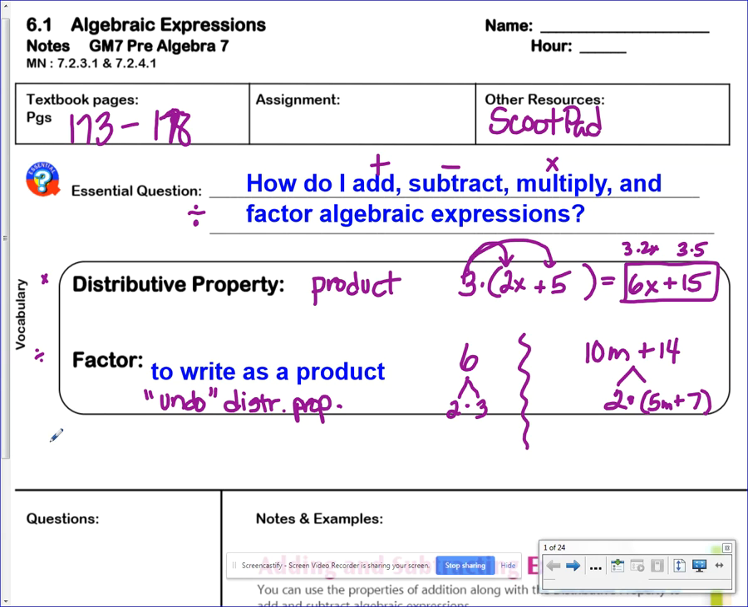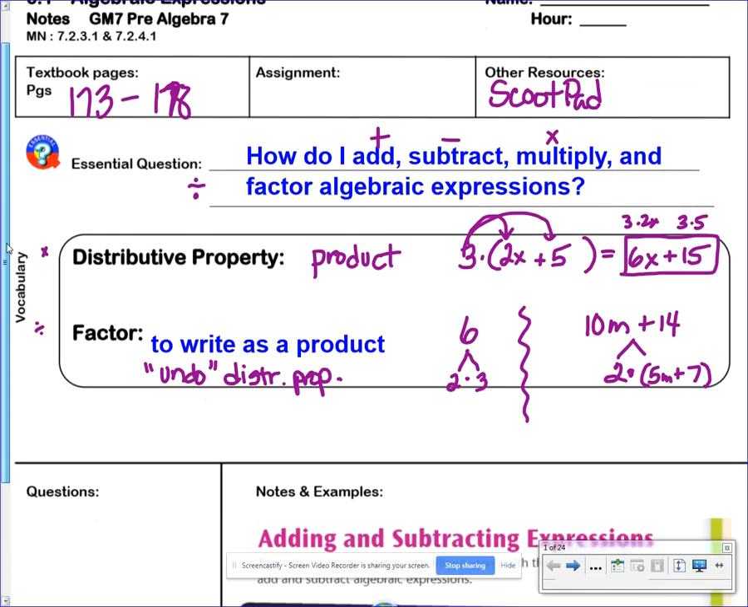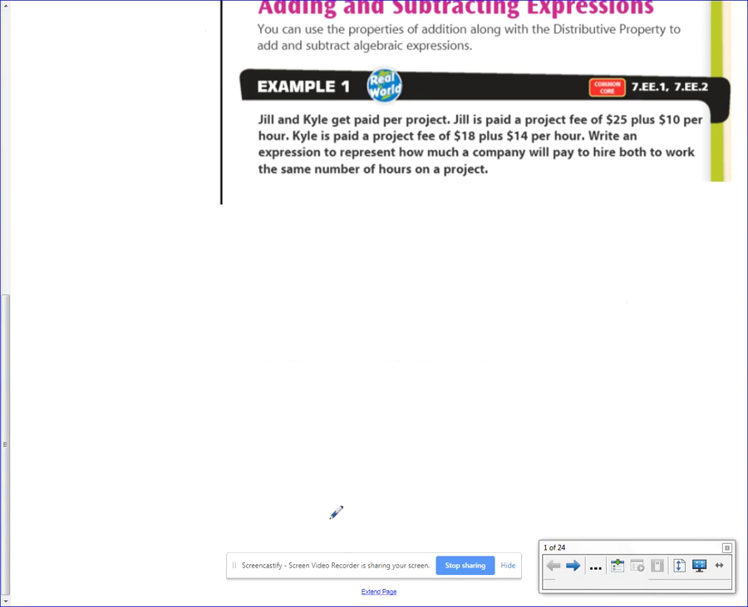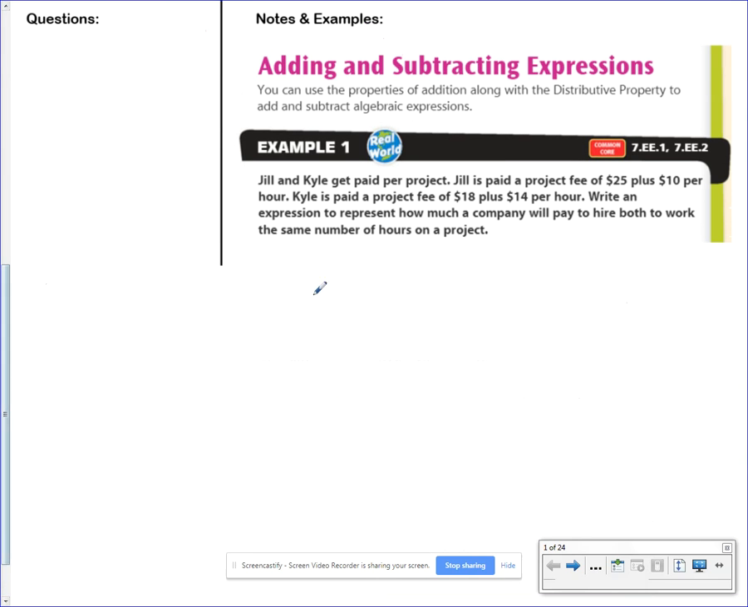We need to talk about adding and subtracting. So let's get into some of these examples, and I'll show you what we mean. Let's take a look at this example, which is in your textbook. Jill and Kyle get paid per project. All right. Jill is paid a project fee of $25 plus $10 per hour. Okay, stop right there. There's so much information going on.